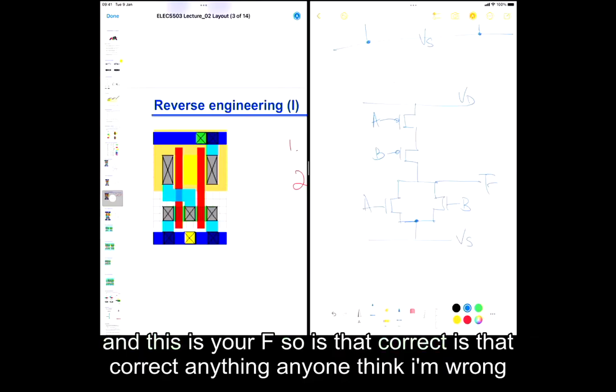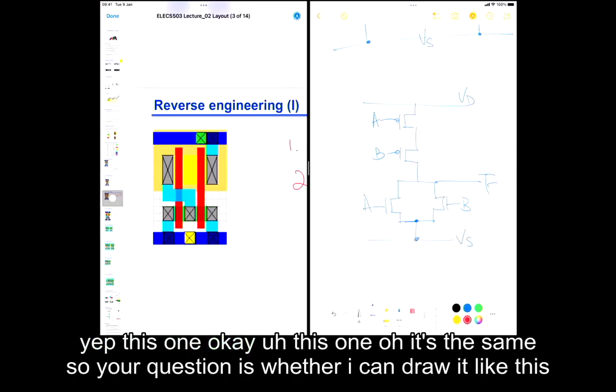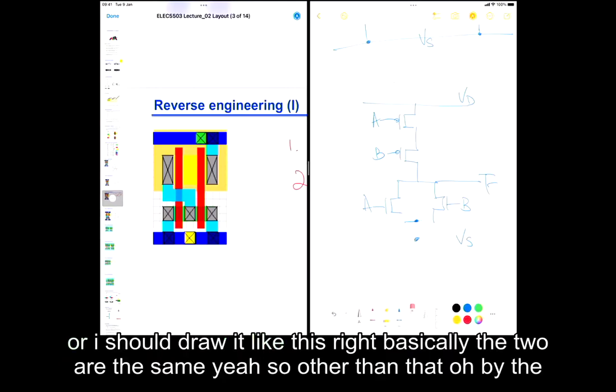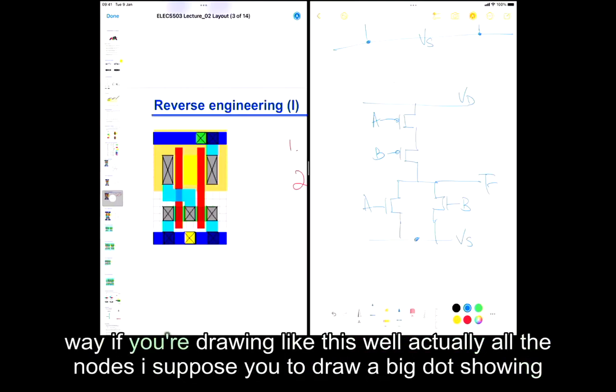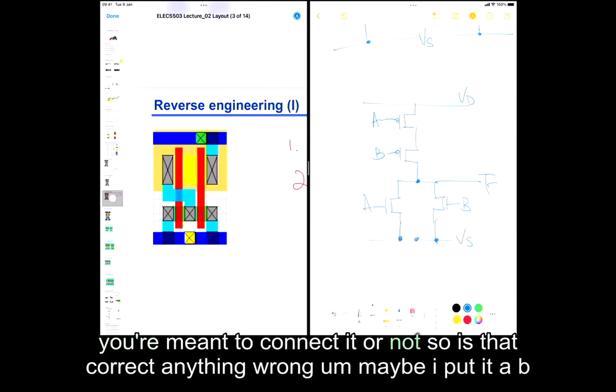So is that correct? Anyone think I'm wrong? Yep. This one? Okay. Oh, it's the same. So your question is whether I can draw it like this, or I should draw it like this, right? Basically, the two are the same. By the way, if you're drawing like this, all the nodes, I suppose you to draw a big dot showing that they're connected. Because sometimes when you have a cross, I don't know whether you're meant to connect it or not.